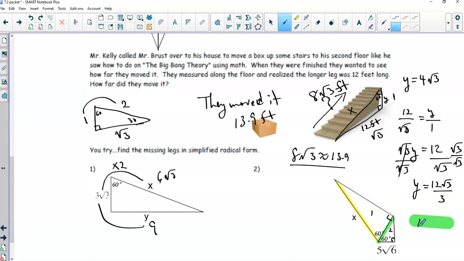So that would make it 10 square root of 6. And then to go from the hypotenuse of triangle number 2, which happens to be the short leg of triangle number 1, to the hypotenuse of triangle number 1, I just multiply times 2 again, which will make it 20 square root of 6. So therefore, x is 20 square root of 6.